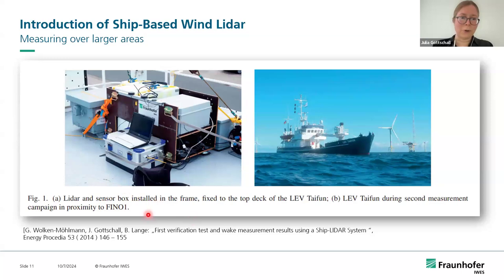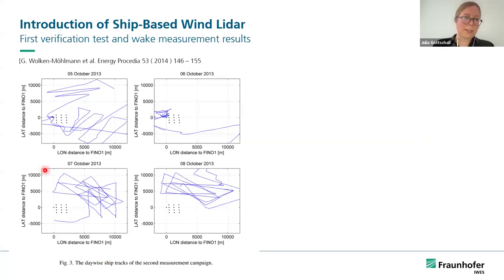And this was one of our very early campaigns, done by my colleague Gerrit Wolken-Mühlmann. In this campaign, we put it on a pretty small boat and made a study around the FINO1 met mast and the alpha ventus wind farm, which is located close to the met mast. What we did with the ship, you can see here. In blue, we have the ship track. This is a wind farm consisting of twelve 5-megawatt turbines, erected, well, about 10 to 15 years ago in the German North Sea. And this additional dot in front of the first turbine row is the FINO1 met mast, directly in front of one of the turbines.